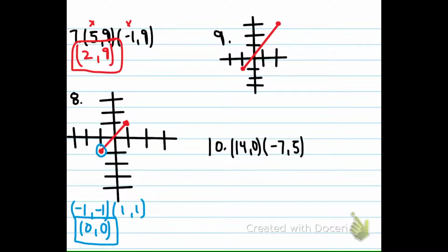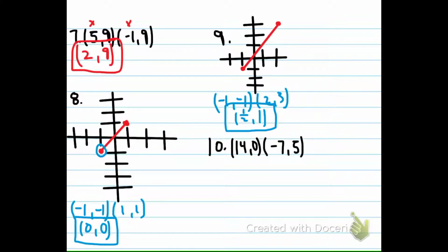For number 9, we have to write down the points from the graph. So our first point is -1, -1. And then our other point is 2, 3. So 2 plus a -1 is a +1, so 1 divided by 2 is a half. And then 3 plus a -1 is 2, so 2 divided by 2 equals 1. So our midpoint is a half, 1.